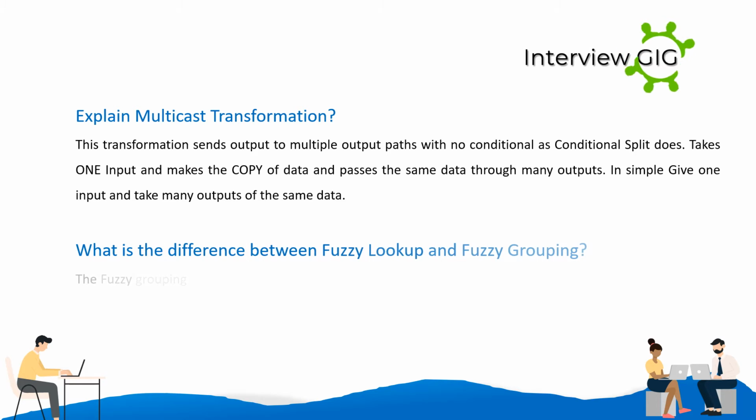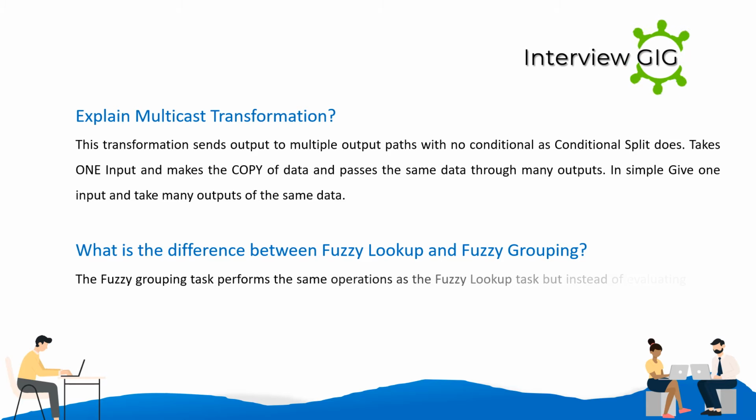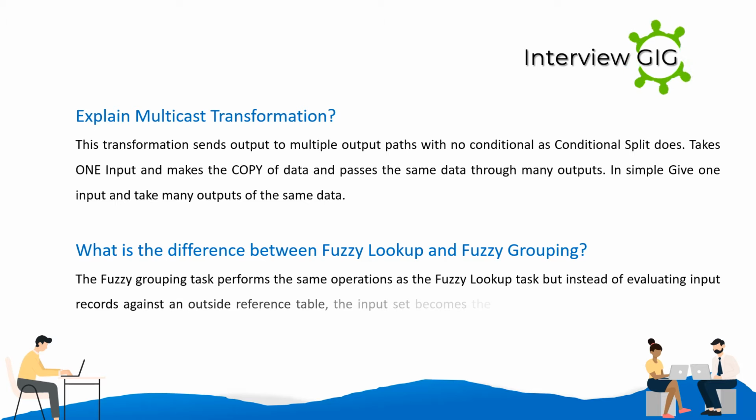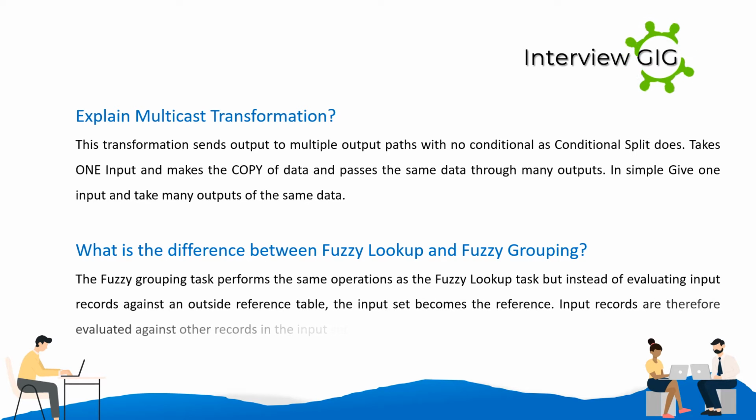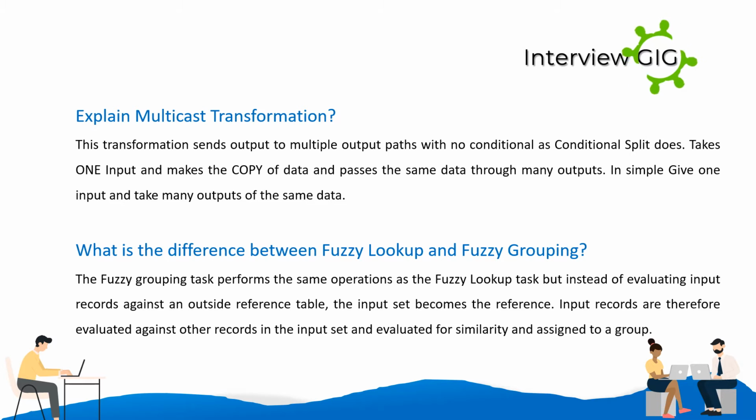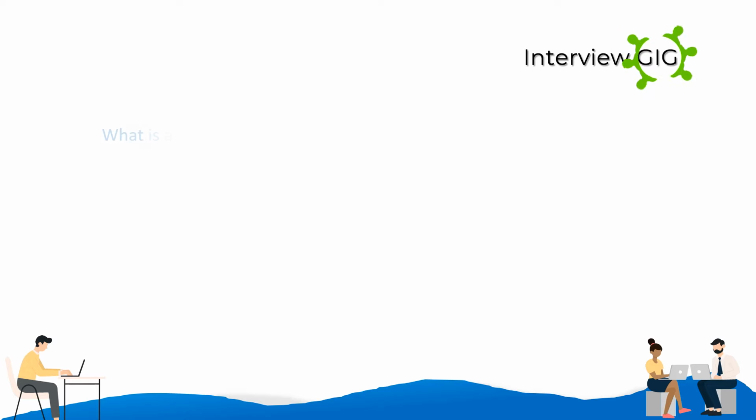What is the difference between fuzzy lookup and fuzzy grouping? The fuzzy grouping task performs the same operations as the fuzzy lookup task, but instead of evaluating input records against an outside reference table, the input set becomes the reference. Input records are therefore evaluated against other records in the input set, evaluated for similarity, and assigned to a group.